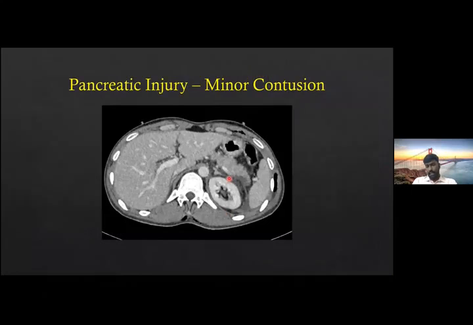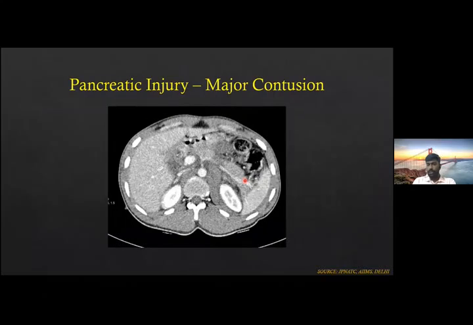Here we can see that the pancreatic parenchymal margins are maintained, and within the margin you can see a non-enhancing area. So this is a case of minor contusion of the pancreatic tail. And here we can see a major contusion involving the pancreas. However, here we cannot differentiate based on CT whether it is causing any duct injury. So an MRI is warranted in this case.